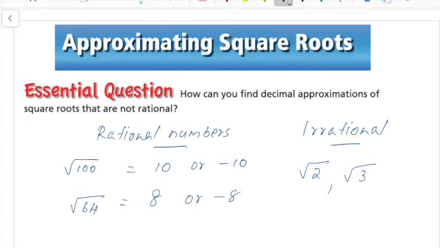You can have the square root of 3. The square root of 4 is a rational number because I can find the square root of 4 as 2 or negative 2. The square root of 3, the square root of 5, the square root of 72, the square root of 63, those are all irrational square roots. So today we are going to learn how to approximate an irrational square root without a calculator.